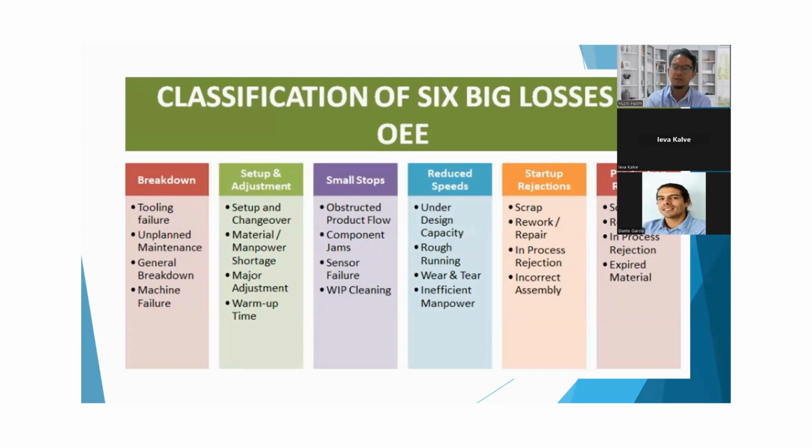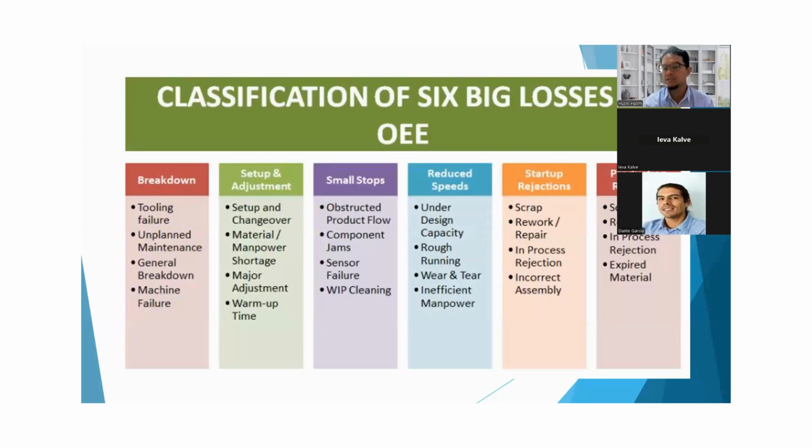unplanned breakdown maintenance or machine failure. If you have a small stop, usually for a small stop, we try to classify it as a machine stop without intervention from the maintenance people. That's what we consider as a small stop. The next one is reduced speed. So basically you are running not at the optimum level of the machine capacity. So that's what it is.